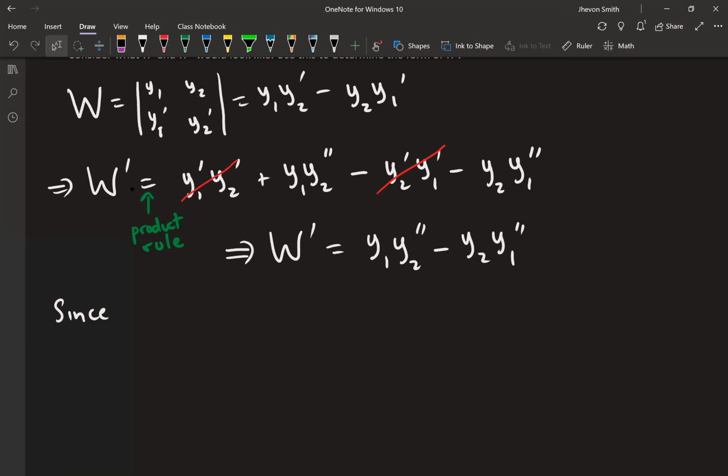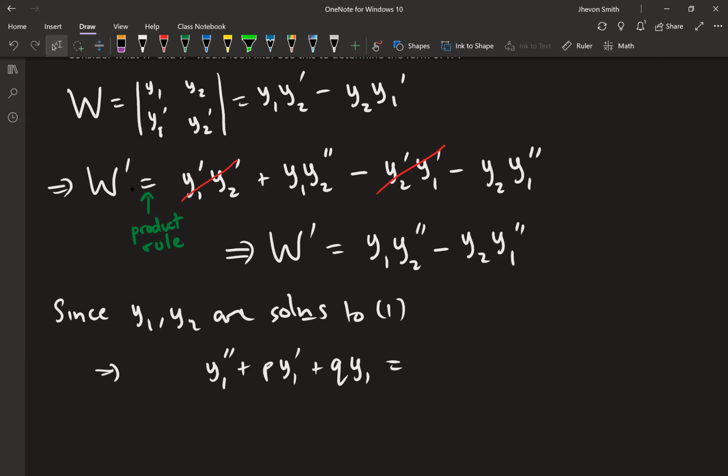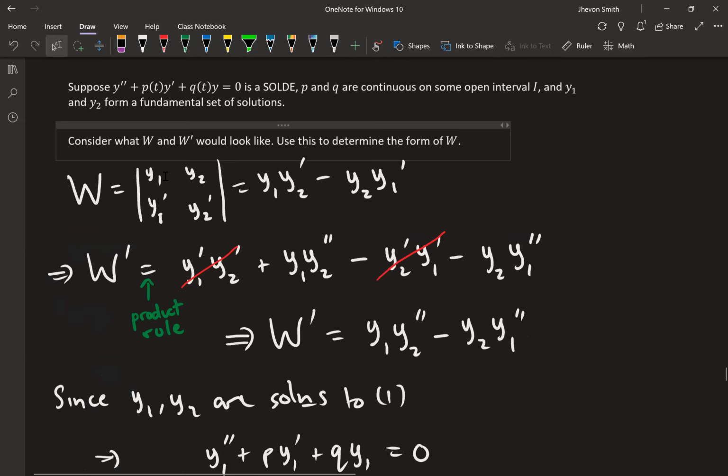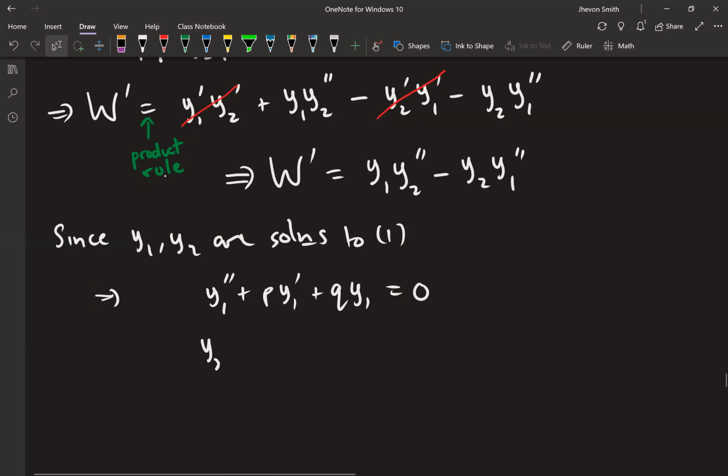Since y1 and y2 are solutions to the equation 1, this means if I plug in y1 and y2, it solves the differential equation. So y1 double prime plus p y1 prime plus q y1 should give me 0. And on top of that, if I plug in y2 double prime plus p y2 prime plus q y2, I should also get 0. That is just by knowing that they are solutions. These two guys are solutions of the ODE.